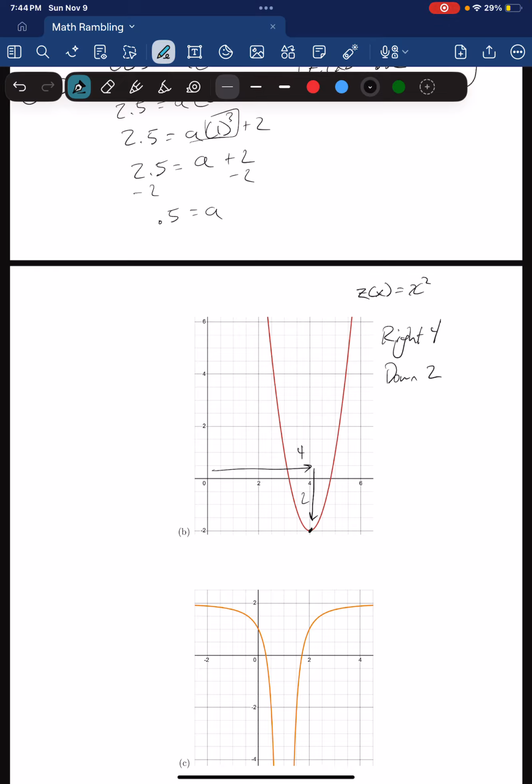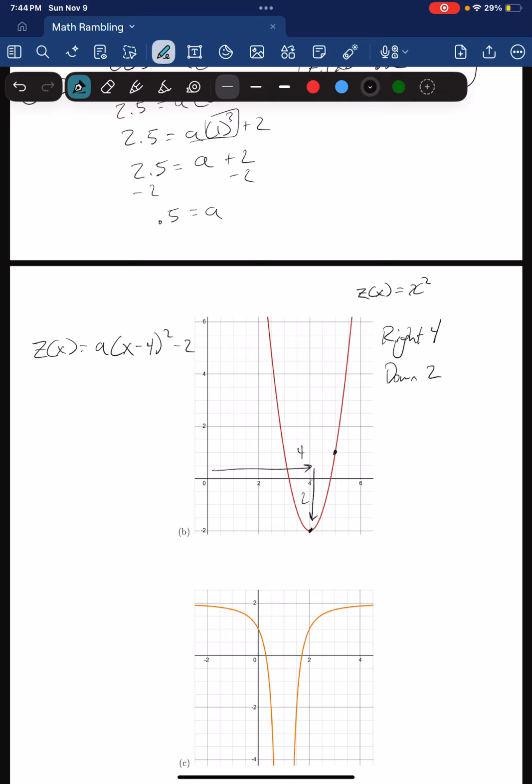And so let's write that. So z of x equals a times x minus, let's see, right 4, so that's minus 4 squared. Down 2 would be a minus 2. All right. And now let's plug in a point. So let's see, where's a good point on our graph? This seems like a fine point.